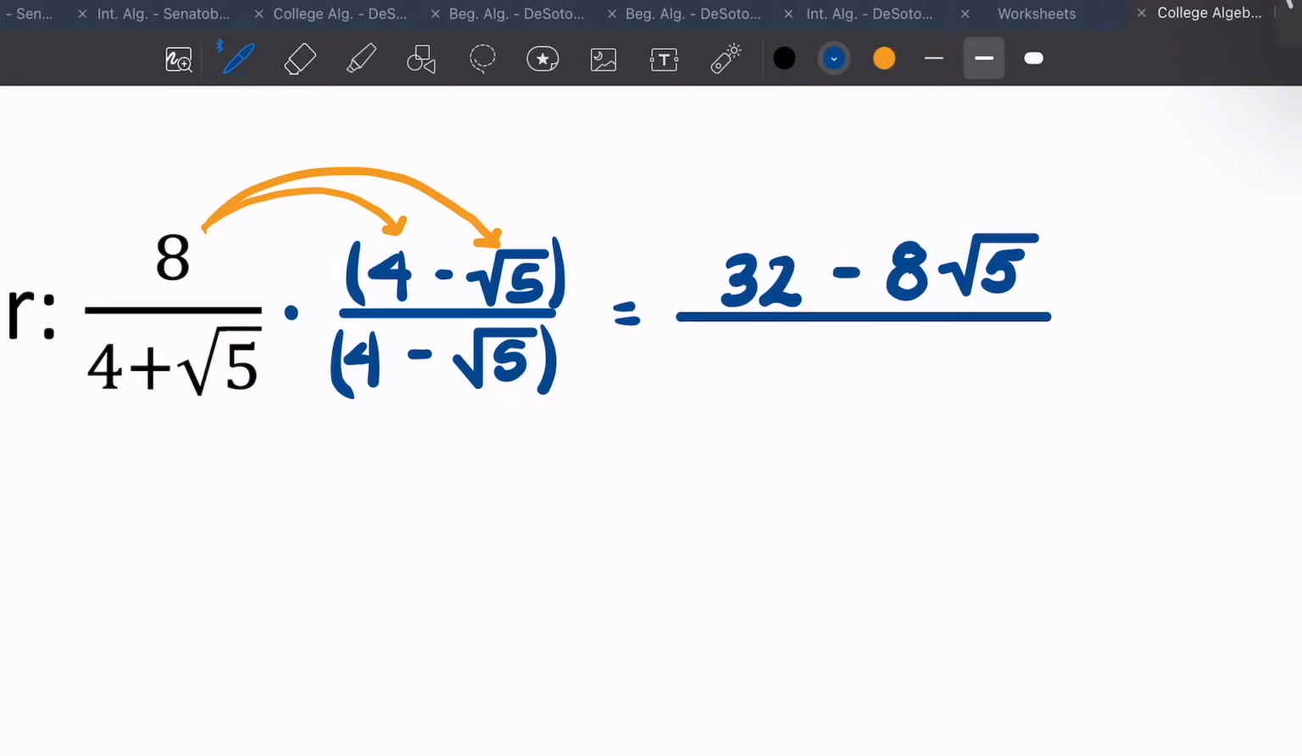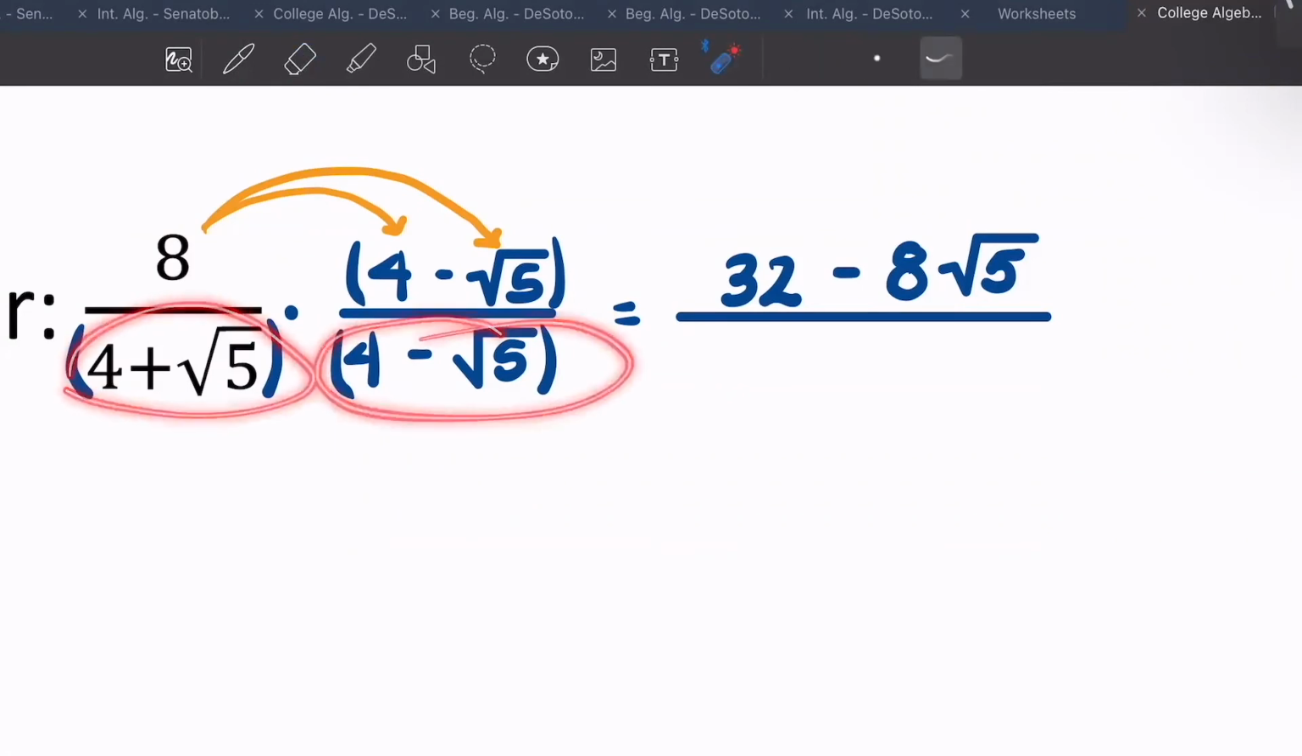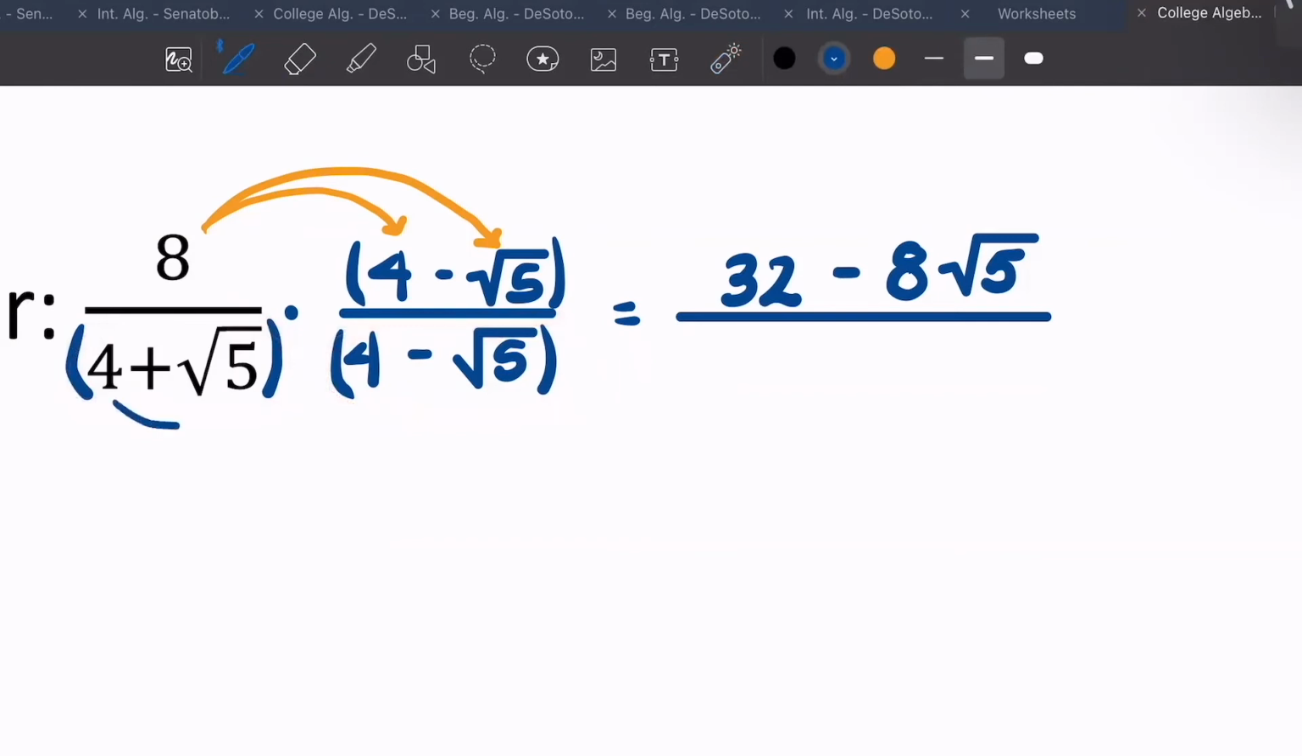Okay. Well, here we have on the bottom 4 plus the square root of 5 times 4 minus the square root of 5. All right, so we are going to, as we like to say, FOIL this because we have a binomial, 2 terms, times a binomial, 2 terms. So we say first, outer, inner, last. Okay.